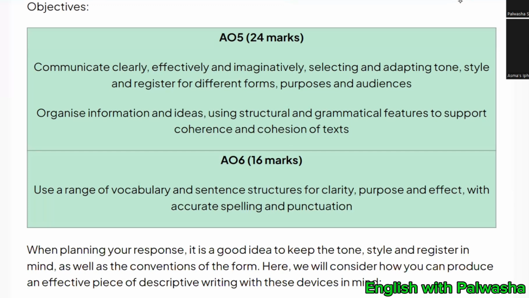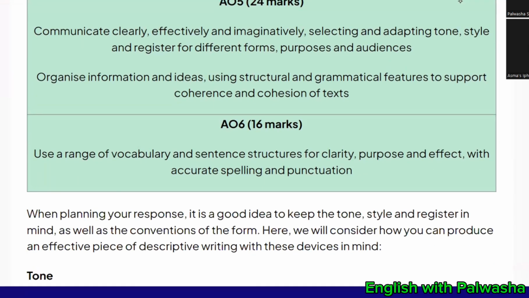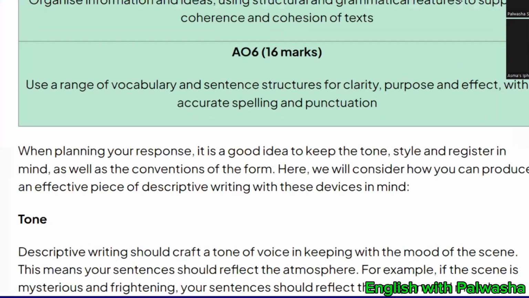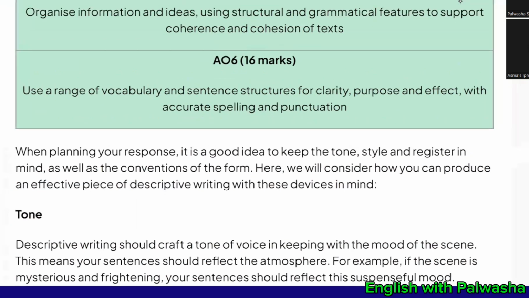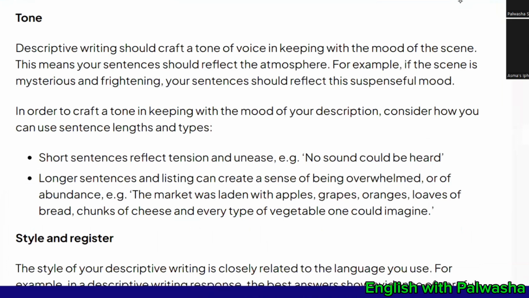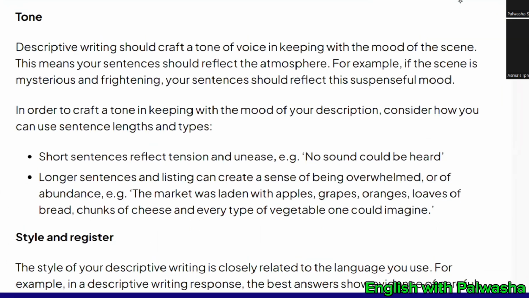We have to organize information and ideas using structural and grammatical features to support coherence. The second thing, which I always focus on, is to use a range of vocabulary and sentence structures for clarity, purpose, and effect with accurate spelling and punctuation. And no doubt your spellings are quite correct. You always write correct spellings. Then moving on towards the tone. Tone should be according to the topic, because descriptive writing doesn't have a professional tone. So we have to keep the tone accordingly, whatever the topic is.